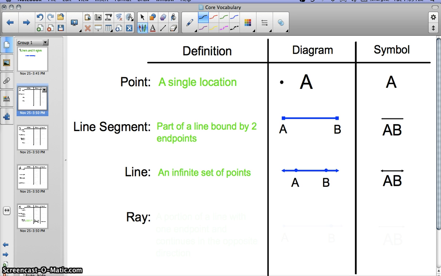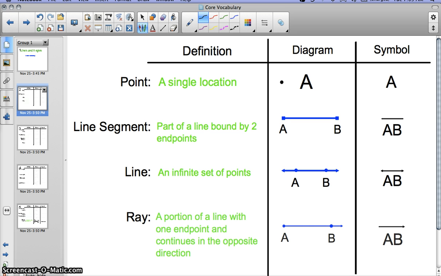Alright, what about ray? A ray is a portion of a line with an endpoint that continues in one direction. So if you look at ray AB, we notice that A is a starting point, and as we move towards B, that's the side that keeps on going forever. Whenever you label a ray, you always have to start with your endpoint. Even if it's turned around the other way, you still start with your endpoint and go towards the side that keeps going forever. And the symbol for ray is AB with a line with an arrow on one side.